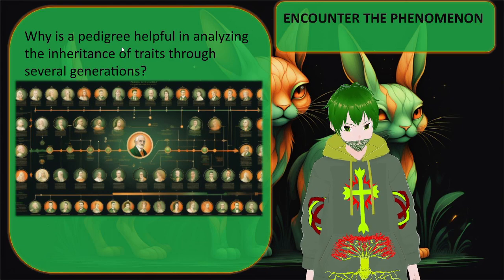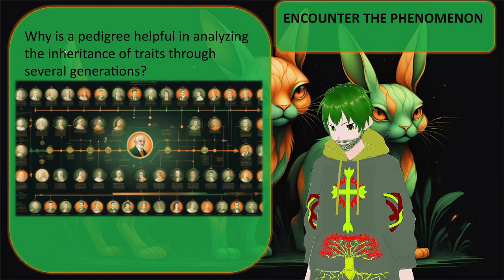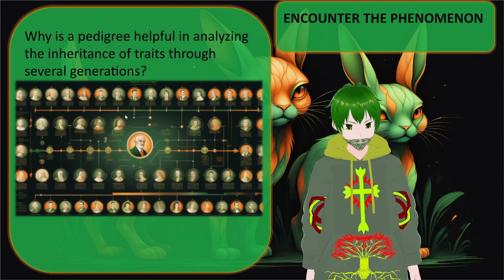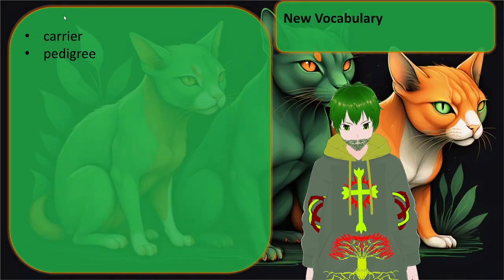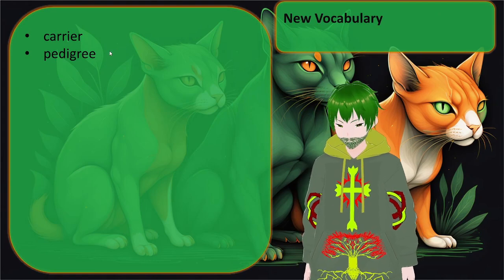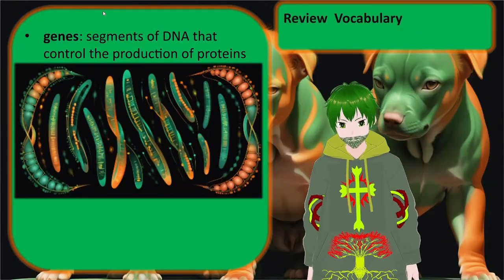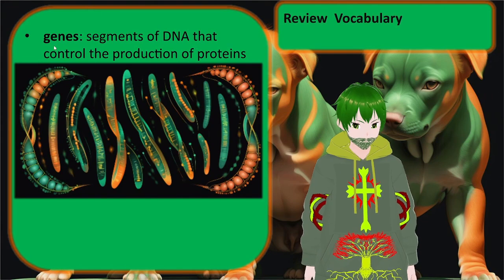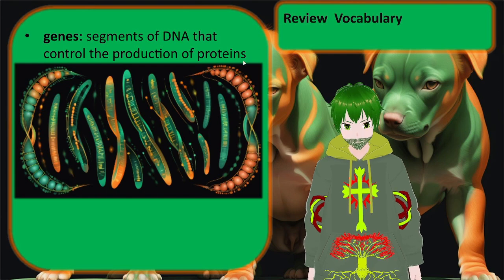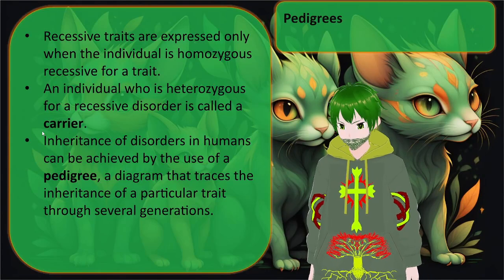And today's big question to think about while we're going through this is why are pedigrees helpful when analyzing the inheritance of families or traits through multiple generations? The new vocabulary for today include carrier and pedigree, but there will also be some complicated names of some diseases that you might want to know. Review vocabulary for today is genes, which are segments of DNA that code for one or more proteins. Good stuff, we like it. So let's get down to the nitty gritty.